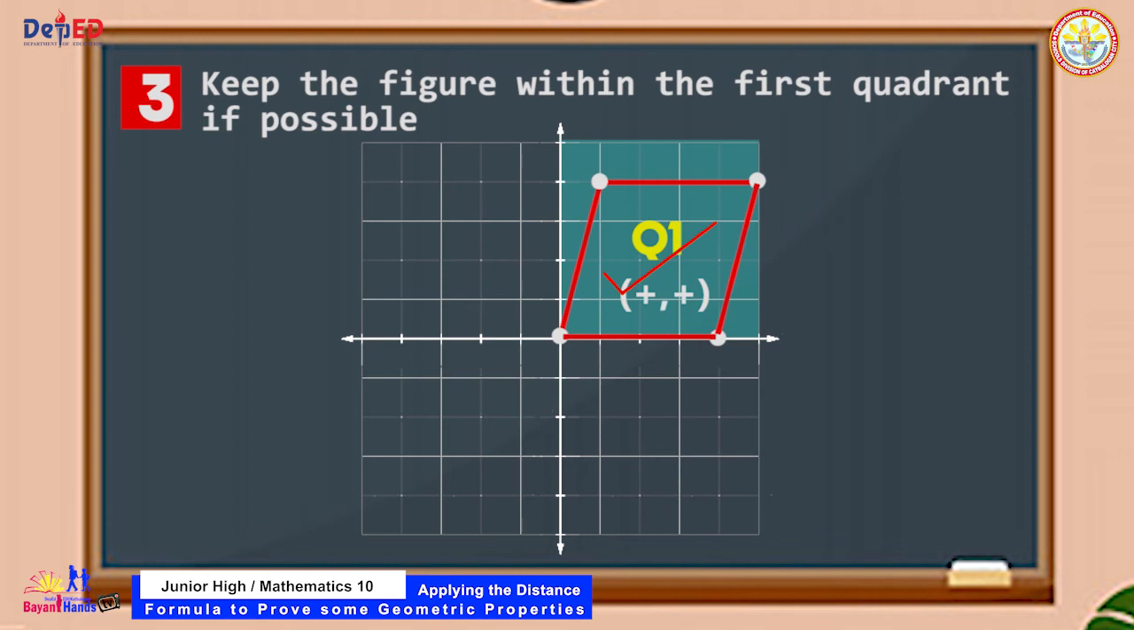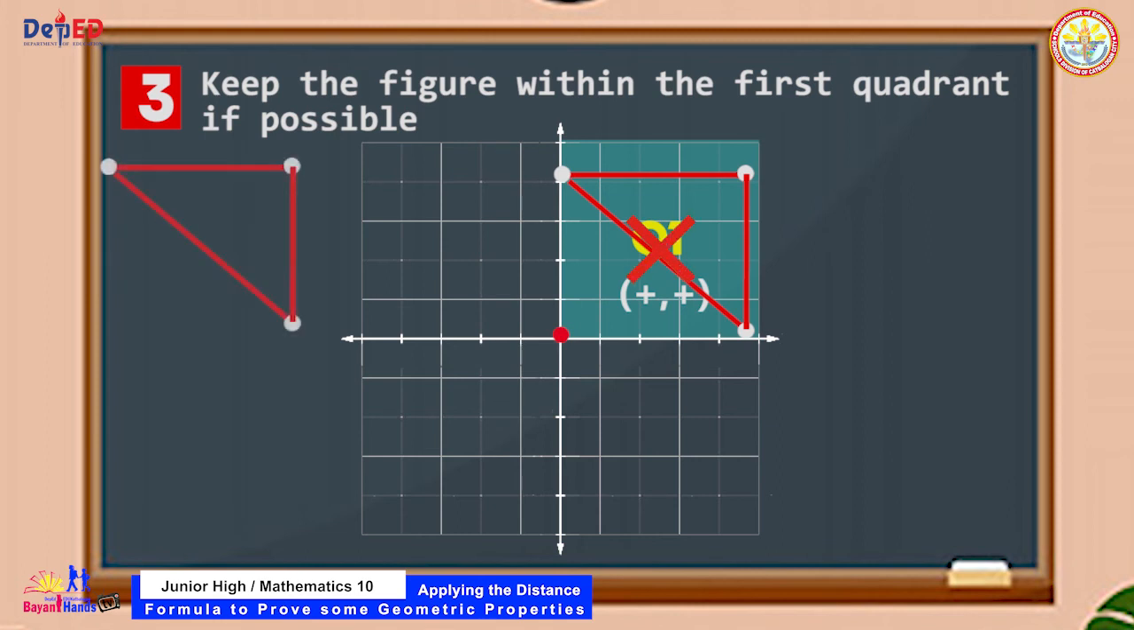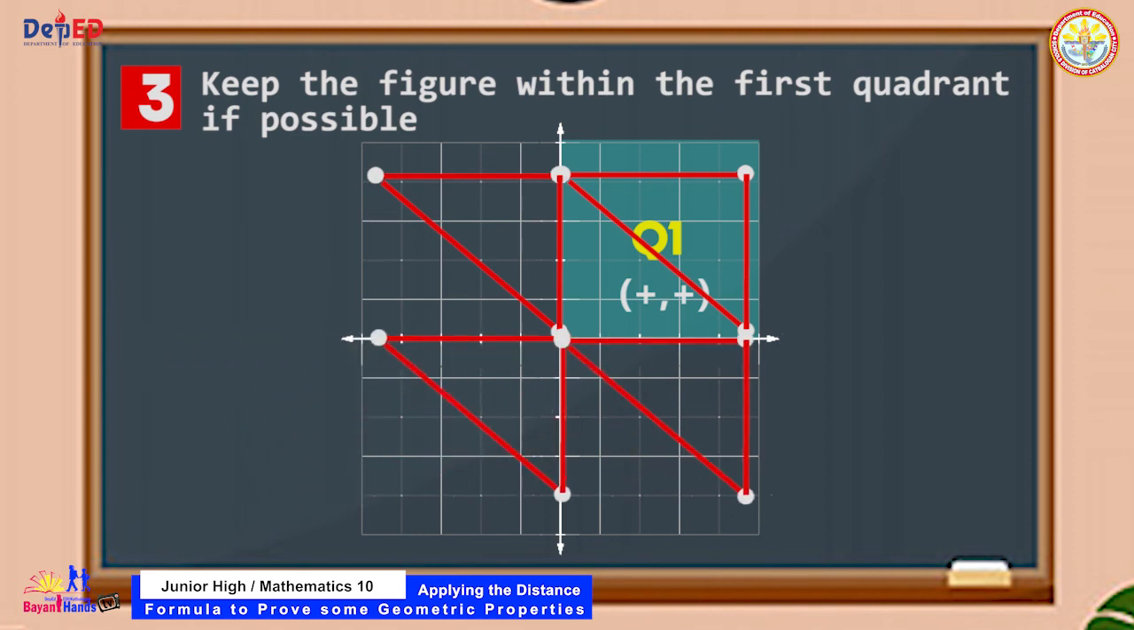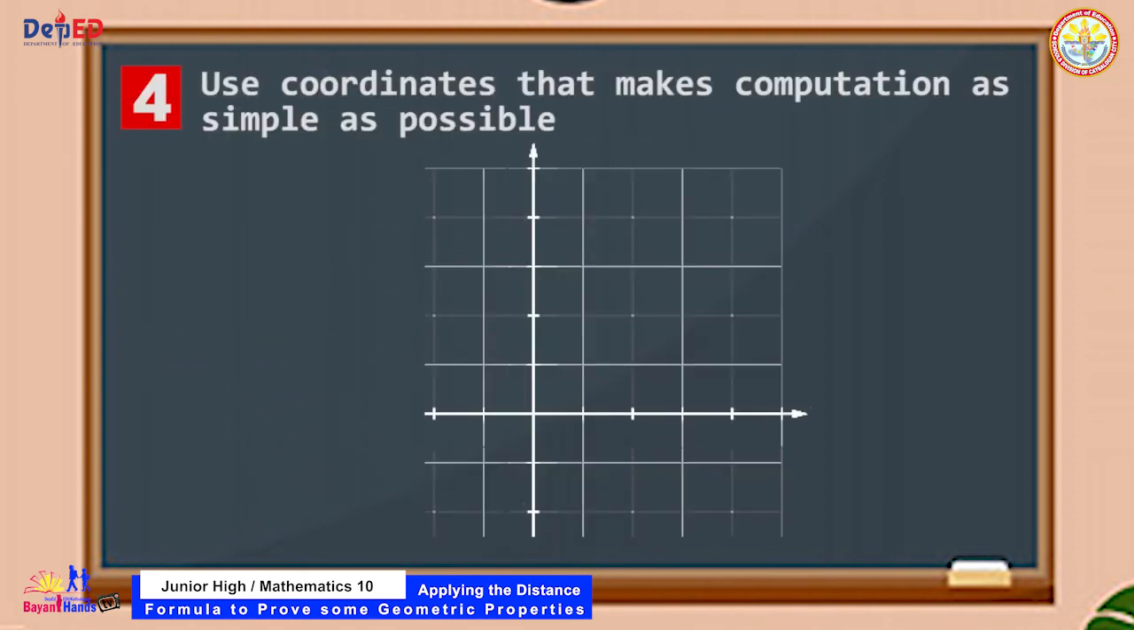Now, let us take a look at the figure. Observe that when we draw the right triangle in the first quadrant, neither of its three vertices coincides the origin, and none of its sides coincides either the x or y axis. Since it is not possible, we can just simply sketch the figure in quadrant 2, quadrant 3, or quadrant 4. Number 4. Use coordinates that makes computation as simple as possible.